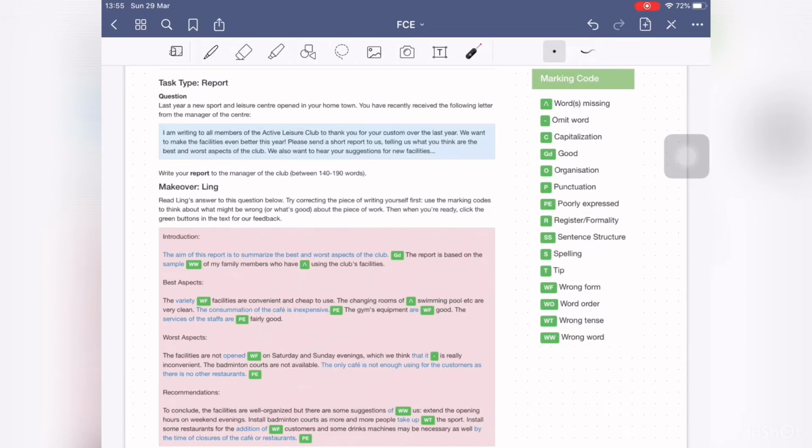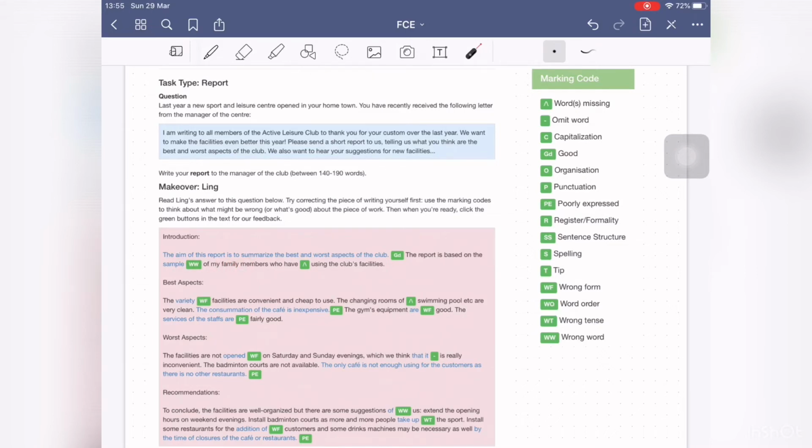You can see it's not that long. Okay, it is between 140 and 190 words long, so it is a short text. Okay, we can see that it has 4 paragraphs. Okay, it has the introduction, it has also the best aspects, the worst aspects, and also the recommendations. First thing, let's look at the introduction.